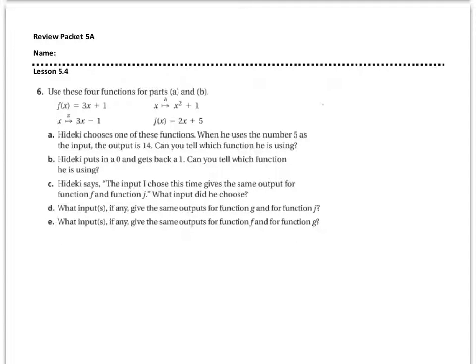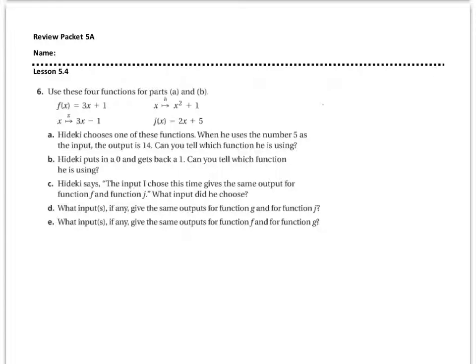Lesson 5.4 on Review Packet 5a. Use the four functions for part A and B. So Hideki chooses one of these functions. When he uses the number 5 as the input, the output is 14. Can you tell which function he is using?